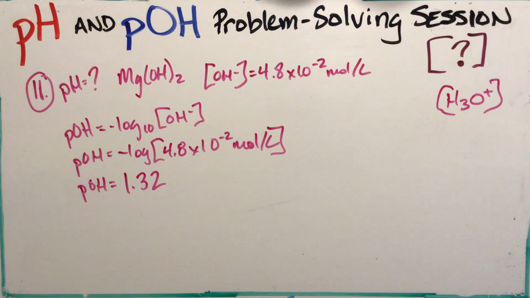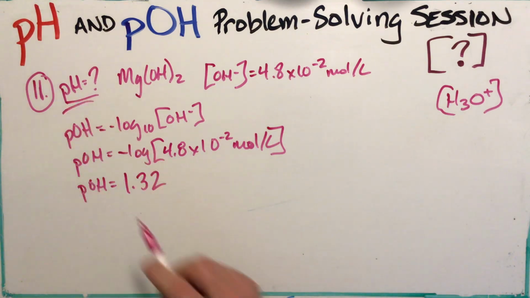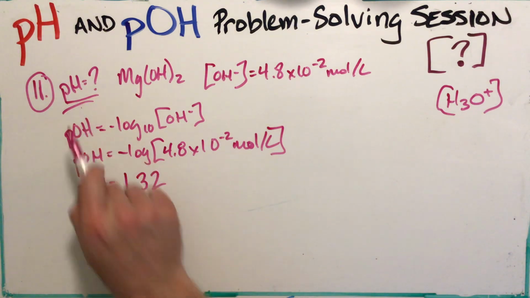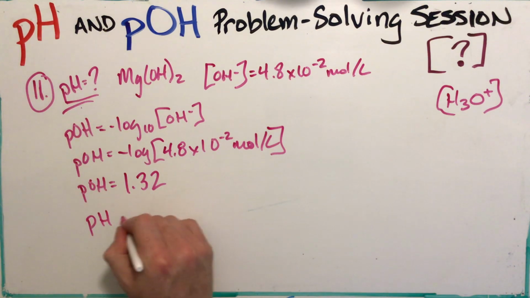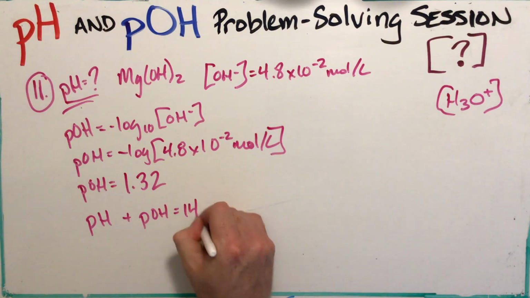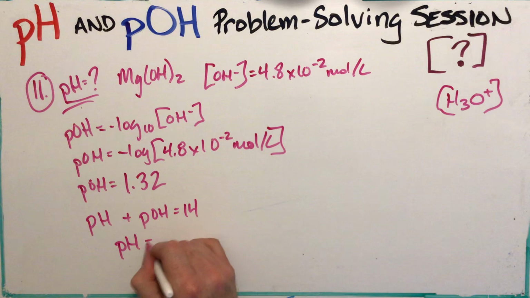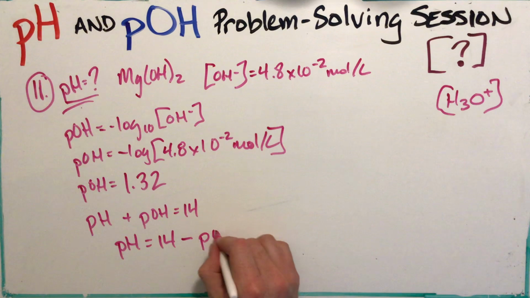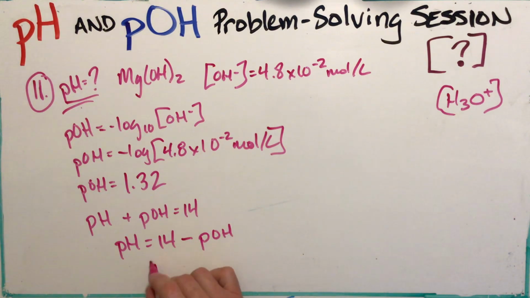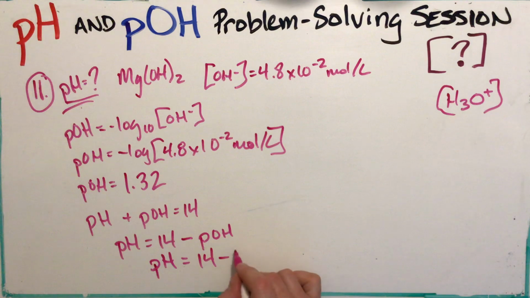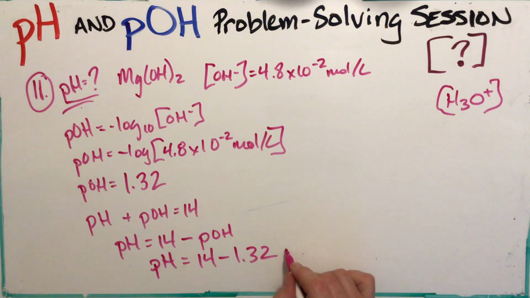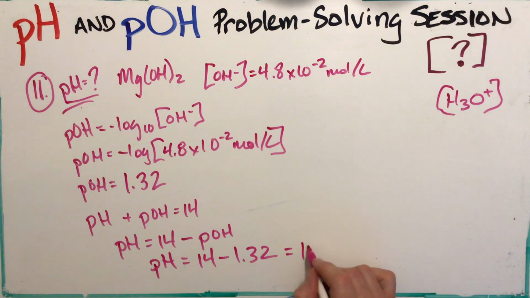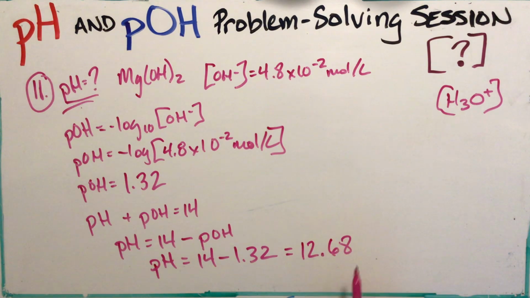All right. It didn't ask me for pOH though. It asked me for pH. So I have to do this. pH plus pOH is equal to 14. And that means pH is equal to 14 minus pOH. And that means pH is going to be equal to 14 minus 1.32. And that's going to give us 12.68. And that is my pH.